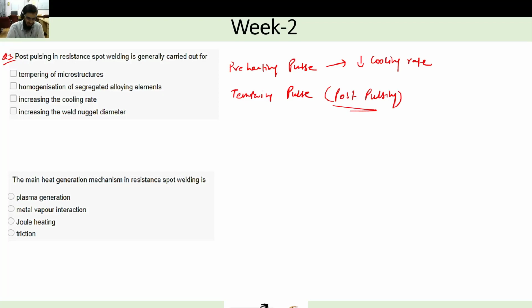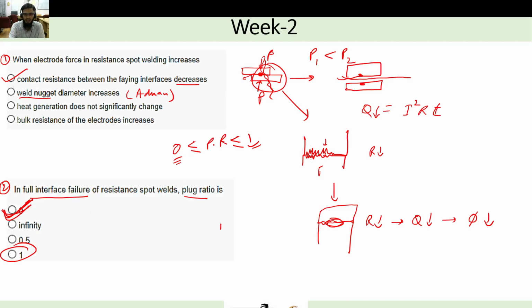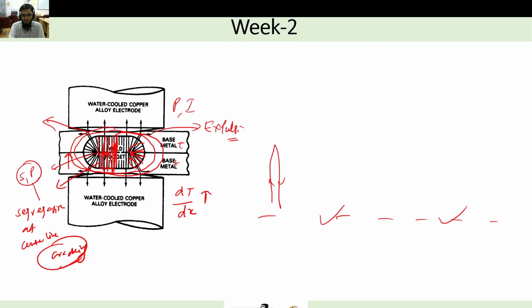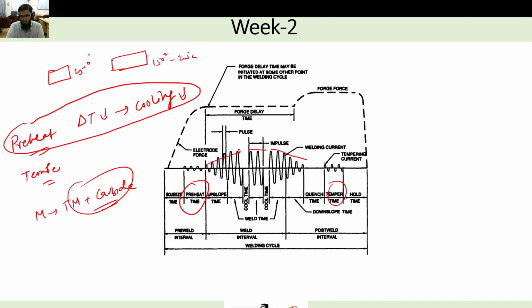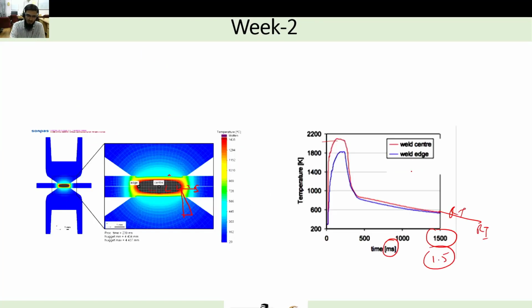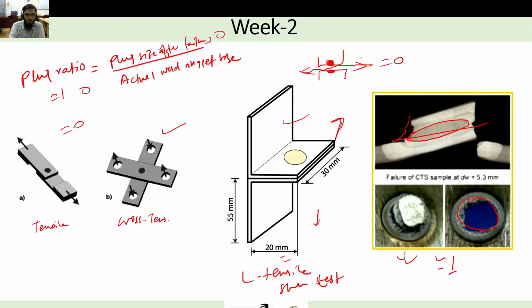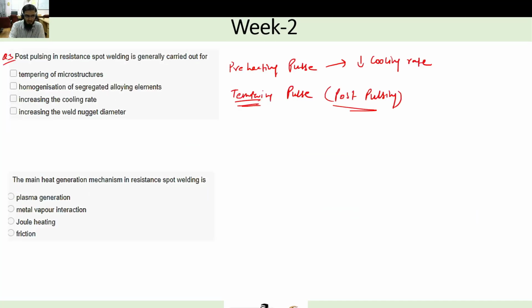Okay, tempering the microstructure. So yeah, it is very much obvious. I mentioned it in the name itself. After the weld cycle is complete, you can see in this weld cycle diagram here, we are applying this post pulse. After the main pulse is over, we are applying a short pulse with a very low current. This current is helping your microstructure to get tempered. So the purpose is tempering the microstructure. So you got it right? So the right answer is option A.